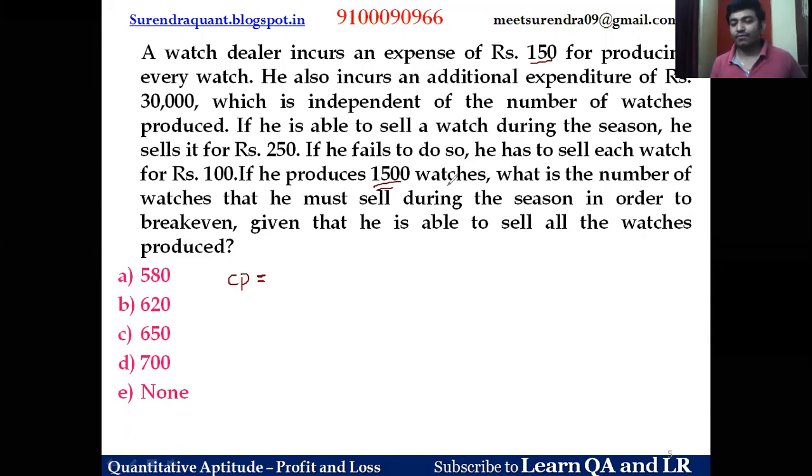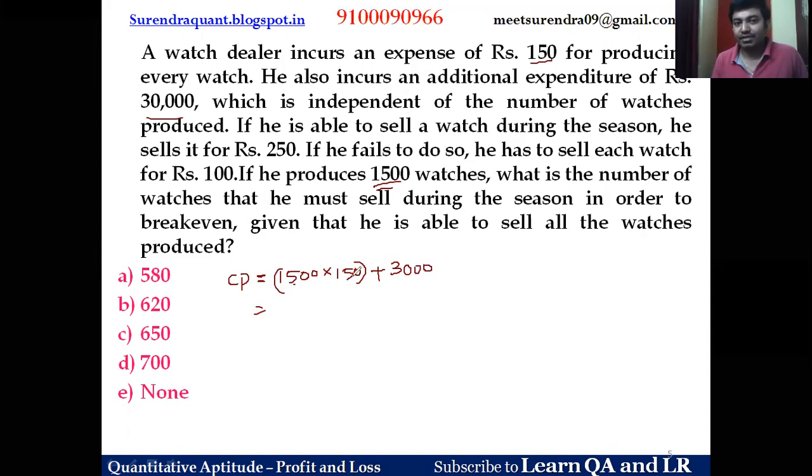1,500 watches cost is how much? Total number of watches into cost of each watch. So 1,500 watches, each watch 150 rupees. This is for the producing purpose. Apart from this, he incurred 30,000 fixed expenditure, right? So plus 30,000. So this is his total cost price, friends.